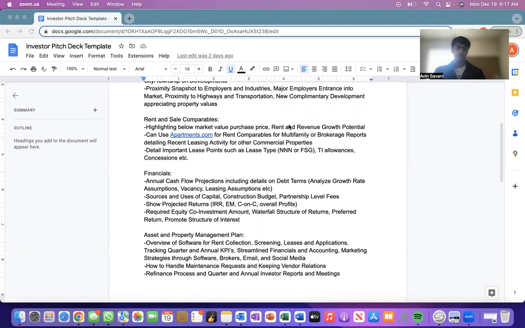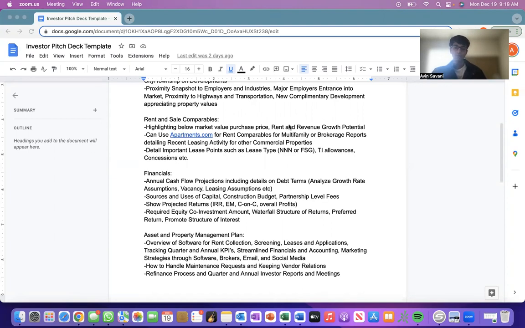But yeah, so rent and sale comparables. So this is another thing. You should be highlighting, you can use your own software for on and off market properties if you have one, or you can also use brokerage reports from the offering memorandum as a quick snapshot into the rent comparables and the sale comparables, just highlighting the sale activity in the area. If there are below market value purchase prices, that's a good sign for your investment.